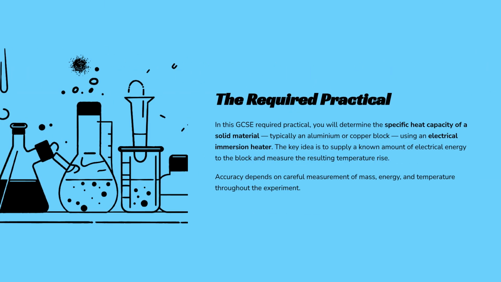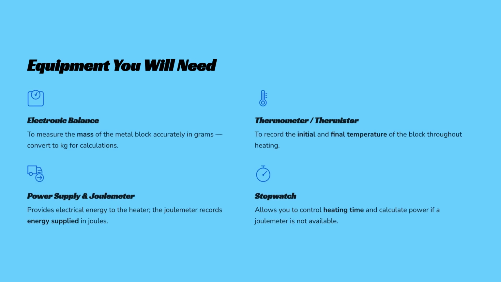In the required practical, you will determine the specific heat capacity of a solid block. You do this by supplying a known amount of electrical energy using an immersion heater and carefully measuring the resulting increase in the block's temperature. The essential equipment includes an electronic balance to measure mass, a thermometer to track temperature changes, a power supply and joule meter to measure the energy supplied, and a stopwatch to control the timing of the experiment.